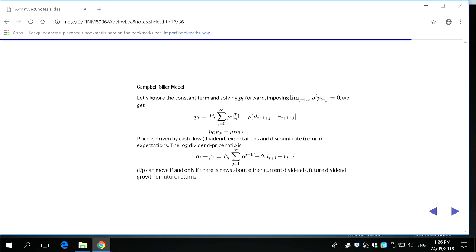Right? So if you look at this equation, it actually has two parts. One part is rho to the power of j times 1 minus rho d_{t+1+j}, this first part. That's just the present value of your future dividend. Right? And the second part is rho to the power of j times the r_{t+1+j}. That's the present value of your future discount rate. Right? So the current price can be written as two parts. One part is present value of the cash flow, because it's related to the dividend. The other part is the present value of your future discount rate, or the returns.